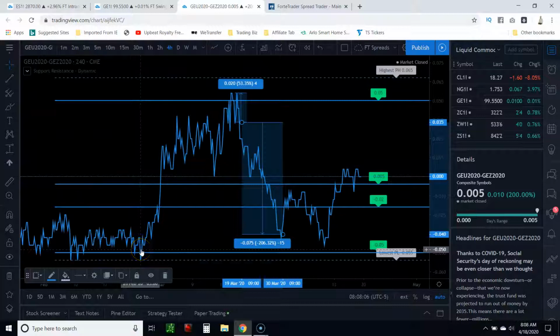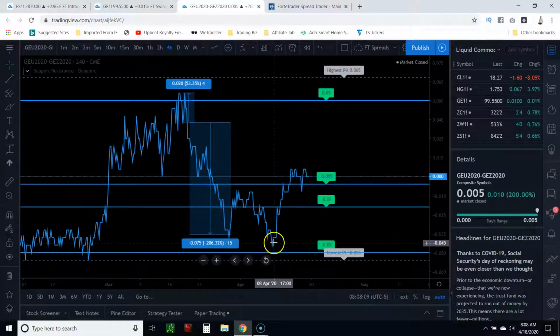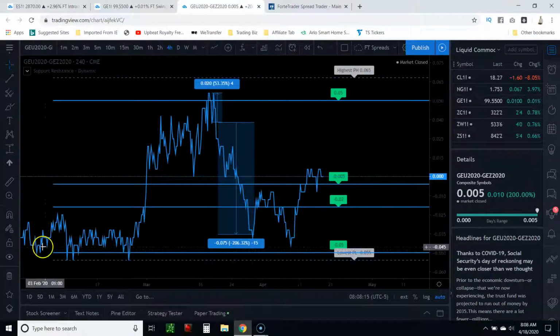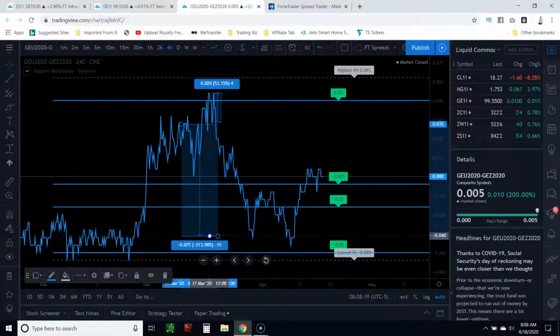Where's price been before? And we had a good long here, April 8th. Let's say, okay, here we go. Our dynamic support resistance lines have drawn over here. It's in a good zone. One, two, triple bottom almost. Maybe even four times. But again, zones.